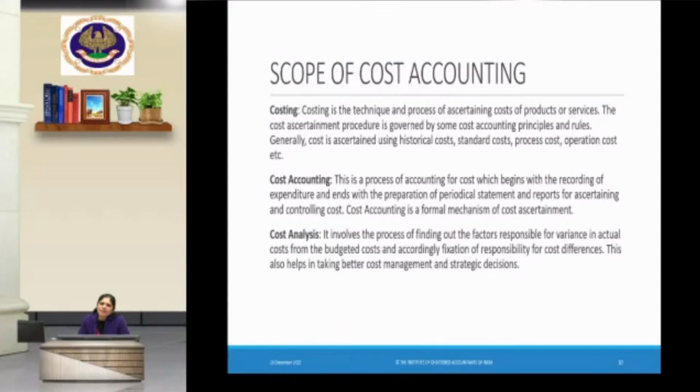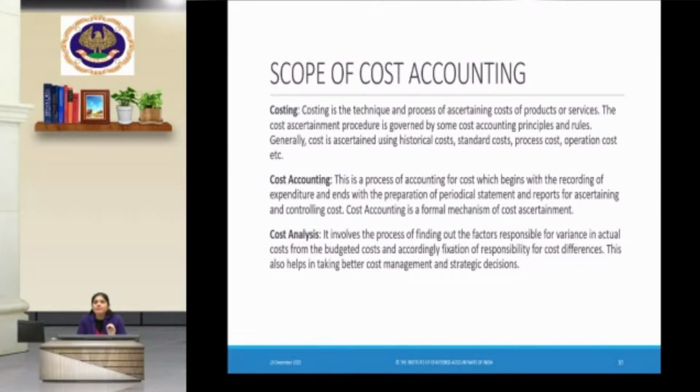So that is again the part of financial accounting, recording. Cost accounting is also the recording part. All those periodical statements and reports we prepare are a formal mechanism of cost ascertainment. We follow the statements, the formats, the formulas, and the techniques. With every report and every format, this is how the cost is ascertained. So we have a set format and a schedule for that. All of this comes under cost accounting.